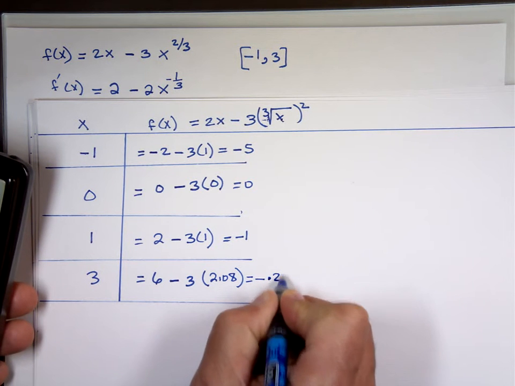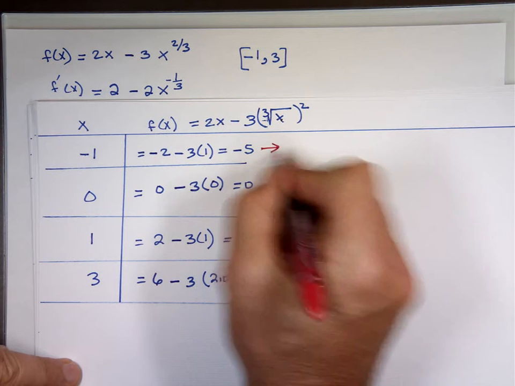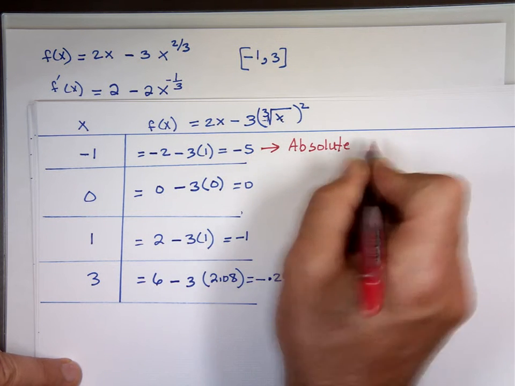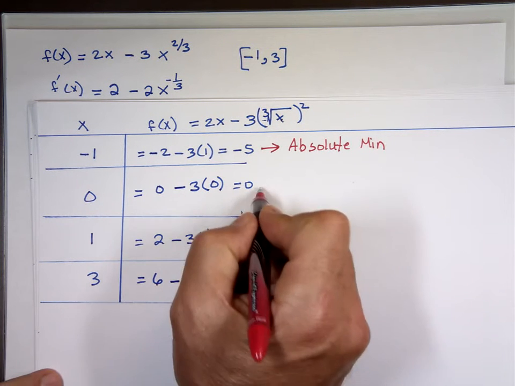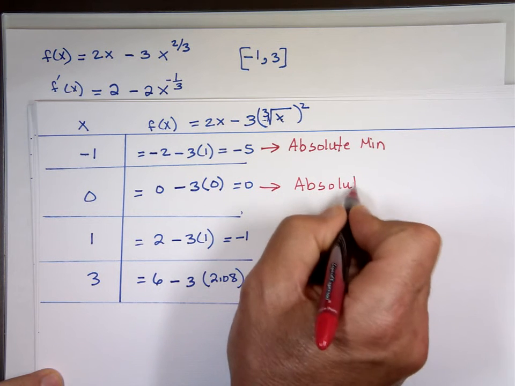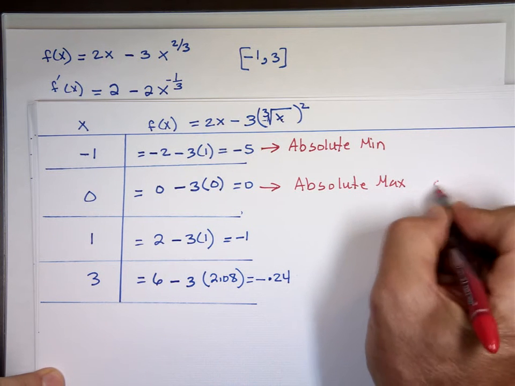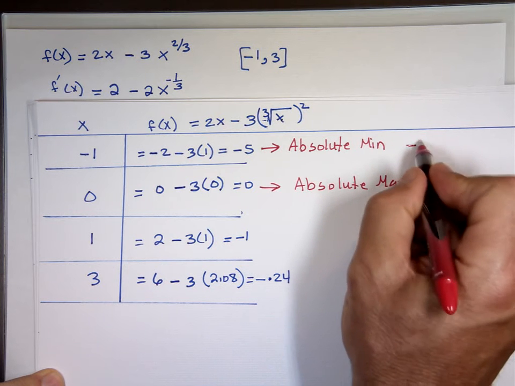So looking at them, who has the smallest y value? That's your absolute min. And who has the largest y value? That's where your absolute max is. So the absolute max is 0, comma 0, x is 0, y is 0. The absolute min is -1 and -5.